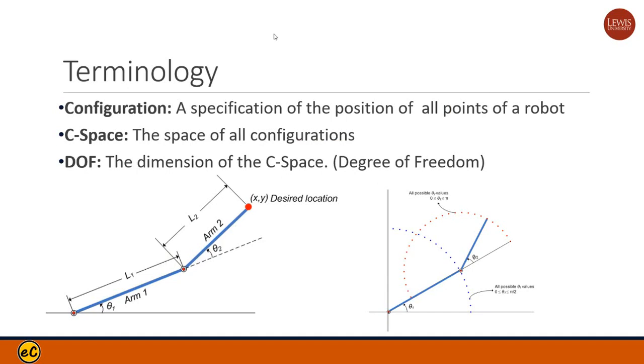Configuration space means how you can program the robot: which angle, which arm, where you should put your arm. How you bend your arm, that's configuration. But where your endpoint can reach, that's called workspace. And the degree of freedom is the dimension of the configuration space. Say we have theta 1 and theta 2, so the degree of freedom is 2.